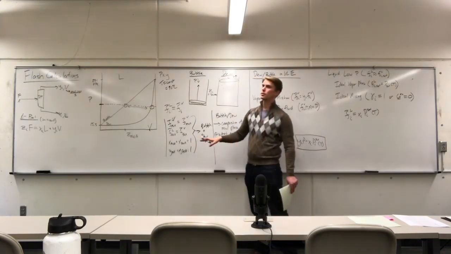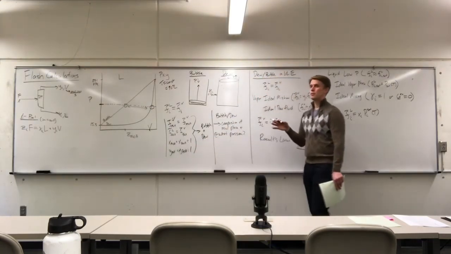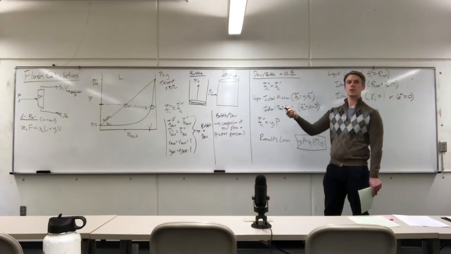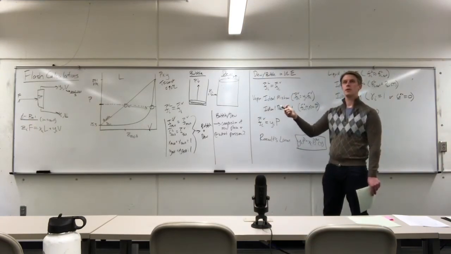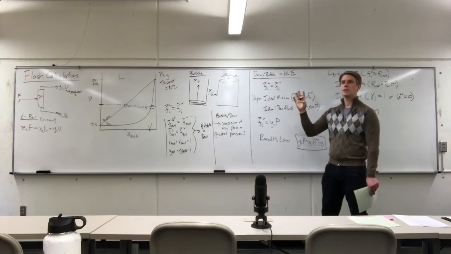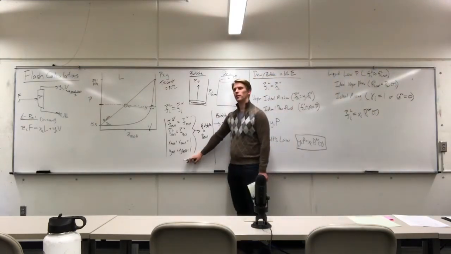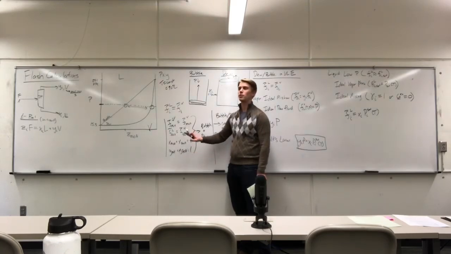Right? 4 equations, 4 unknowns. We have composition of methanol in the liquid, composition of pentanol in the liquid, composition of methanol in the vapor, composition of pentanol in the vapor. 4 equations, 4 unknowns. So the tricky part about this is, which one do I substitute into which one?